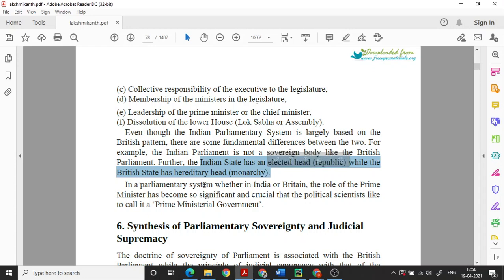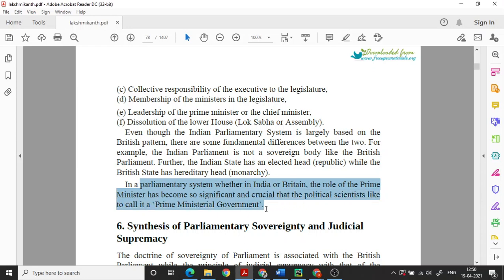So in a parliamentary system, whether in India or Britain, the role of the prime minister has become so significant and crucial that political scientists like to call it a prime ministerial form of government. So you can call the parliamentary form of government also the prime ministerial form of government.